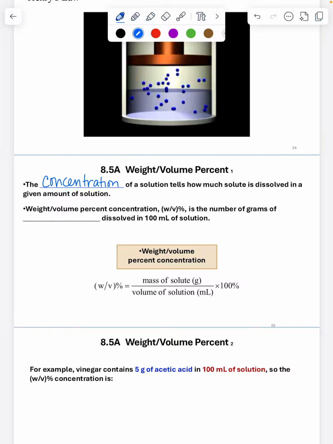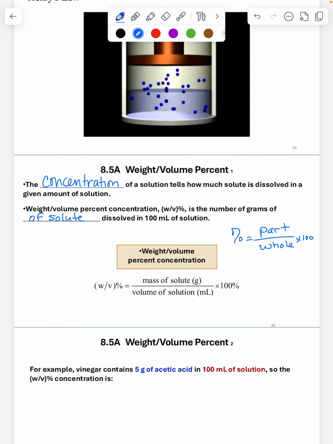And since it's a percent calculation, remember we talked about that percent of anything is part divided by whole times 100 to get it to that percentage. And so we see that happening here. We have the mass of the solute, that's our part, divided by the volume of the entire solution, that's our whole, times 100.